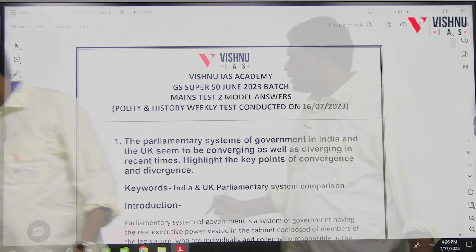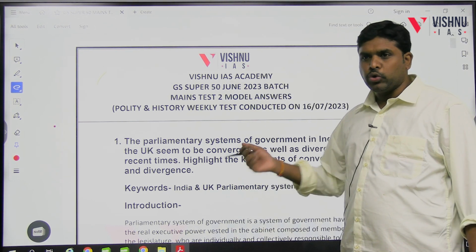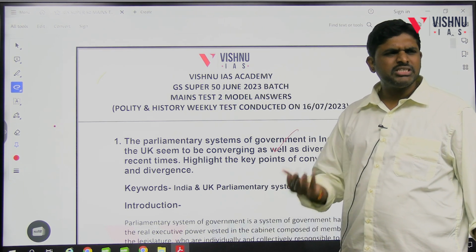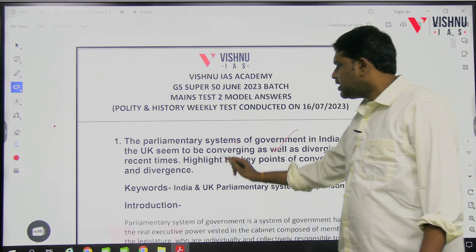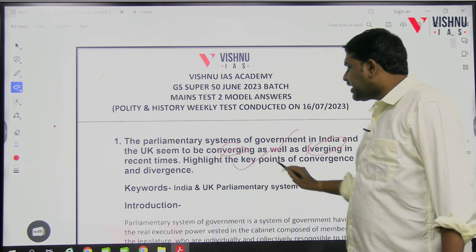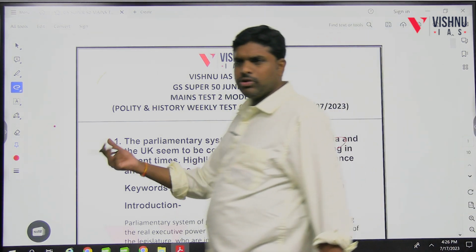So the first question is about the parliamentary systems of government in India and the UK, which seem to be converging as well as diverging, same and dissimilar. Convergence means similar, divergence means dissimilar. Highlight the key points of convergence and divergence. Very easy, expected questions, we know this.